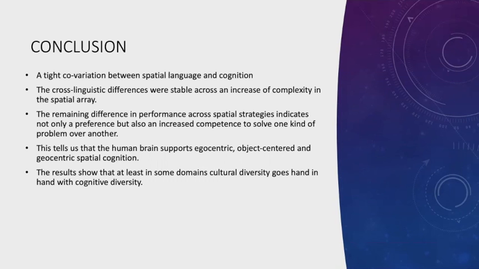This tells us that the human brain supports egocentric, object centric, and geocentric spatial cognition. Therefore, cross-cultural variability of cognition in the spatial domain is unlikely to be a matter of absolute capacity, but of preference and relative competence. The results show that, at least in some domains, cultural diversity goes hand in hand with cognitive diversity.